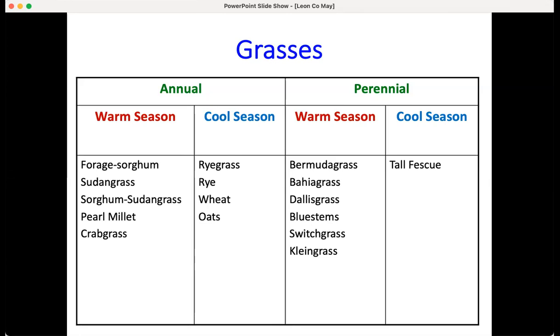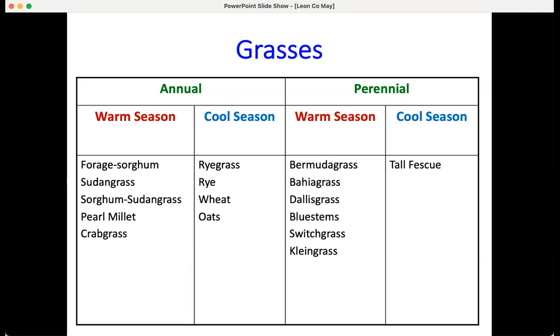There are also cool season forages. We utilize more of our annuals in Central and East Texas as opposed to the one perennial. Tall fescue is not well adapted to Texas. It is not drought tolerant.